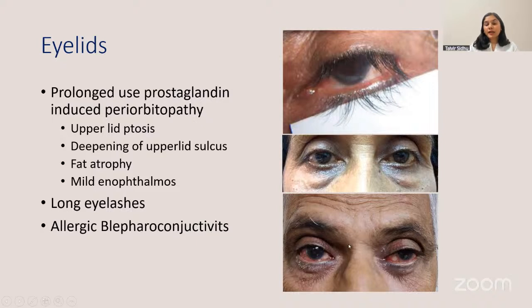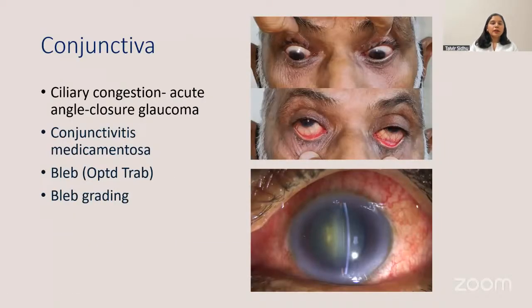Then patients might present to you with allergic blepharoconjunctivitis also due to certain drugs. When you look at the conjunctiva, ciliary congestion might be present in acute angle closure glaucoma. You can see this picture. There's a fixed dilated pupil with a shallow AC and a vertically oval pupil. This is an acute congestive glaucoma in a patient.